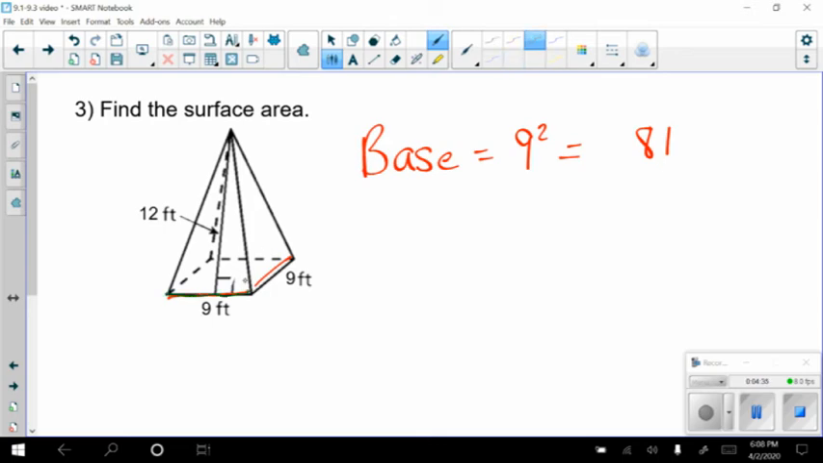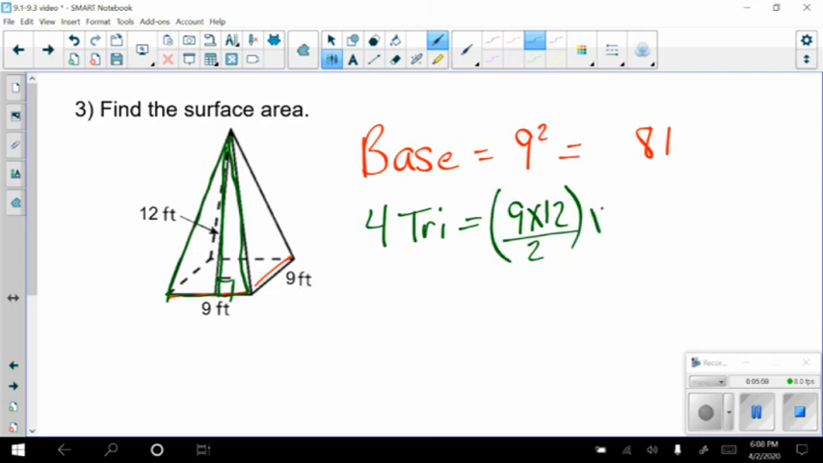Then all of our triangles, they're called lateral triangles, and all of our triangles have a base of 9 and a height of 12. There are 4 lateral triangles because there are 4 sides of our base. So 4 triangles will equal base times height divided by 2, and because there are 4 of those, we will multiply that by 4. So 9 times 12 divided by 2 times 4, that is a total of 216 for the triangles.